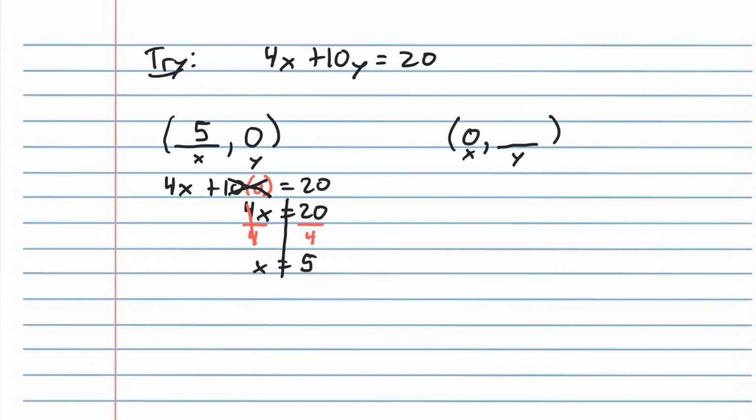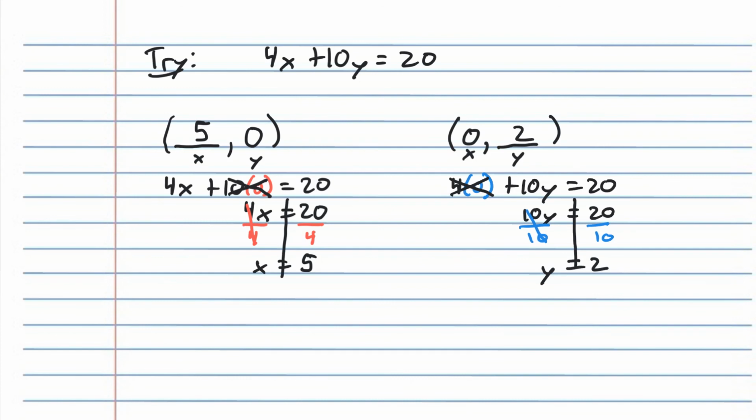And then we're going to repeat the process, but this time we're going to replace the x with the 0. Okay, so 4, this time we'll put 0 in for x, plus 10y equals 20. Okay, so this time the 4 is going away. We get 10y equals 20. And we're getting rid of the 10 by dividing. So we get an answer of y is equal to 2. So our point is 0, 2.